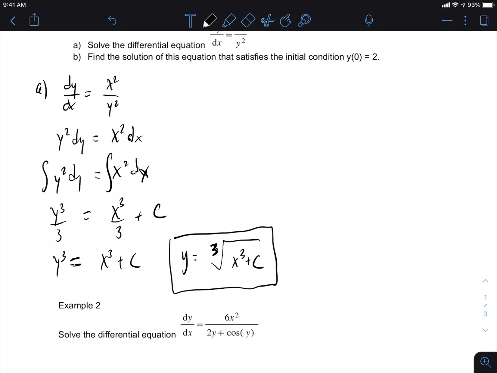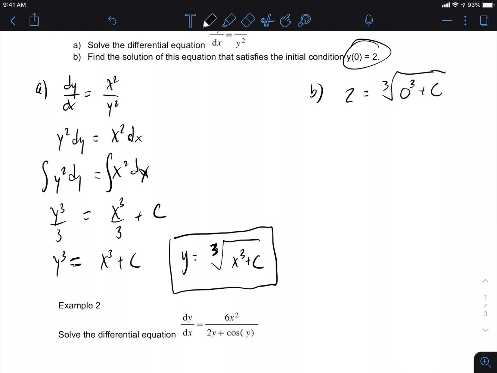Okay. So now for part B, we can use the initial condition, and the initial condition tells us that when x is 0, y is 2. So using the part A solution that we got, we're going to get 2 is equal to the cube root of 0 cubed plus c.